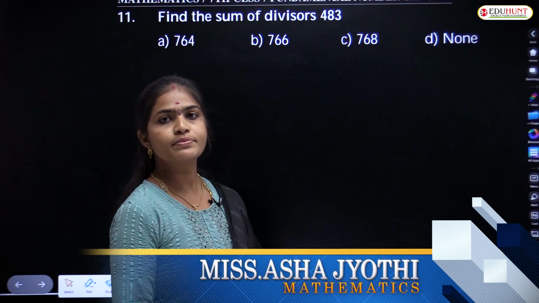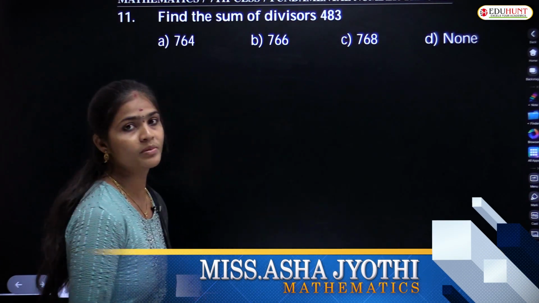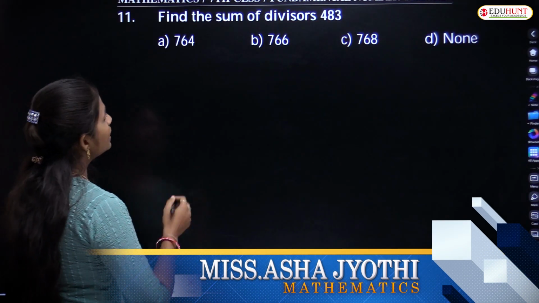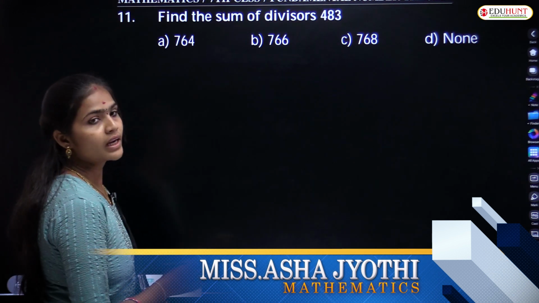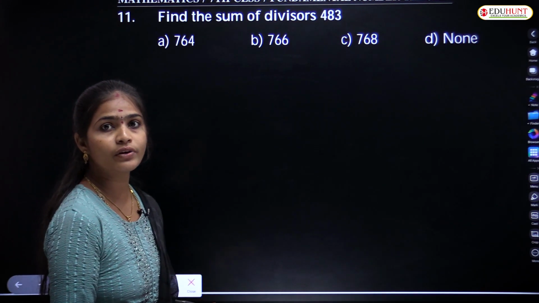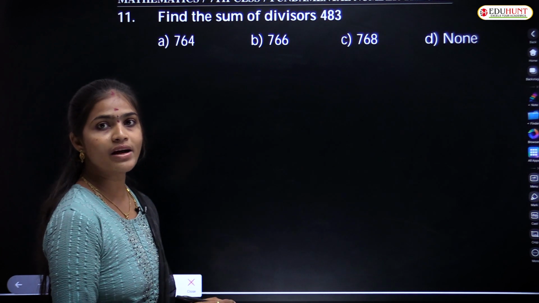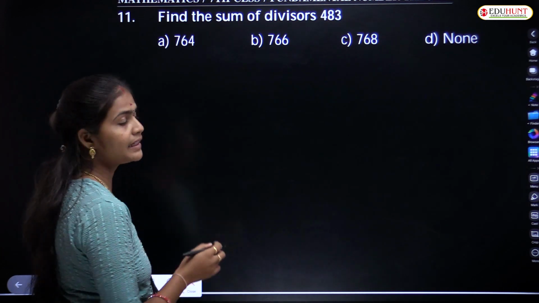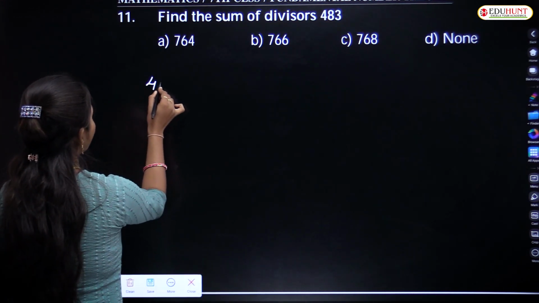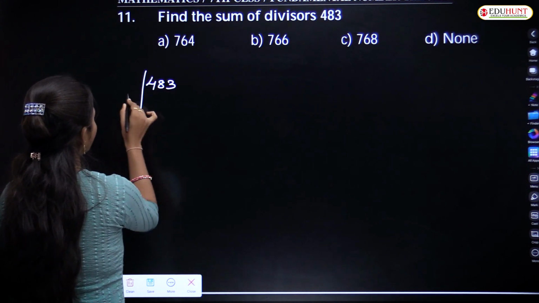So hi children, in this video we are continuing the problems from 11 onwards. What is that number? 483. Here we have to find the total sum of the divisors of 483. First we have to write the prime factorization of 483.